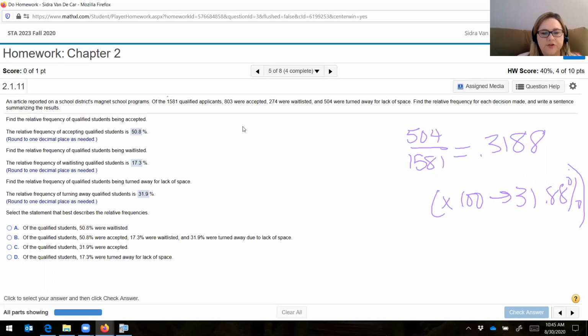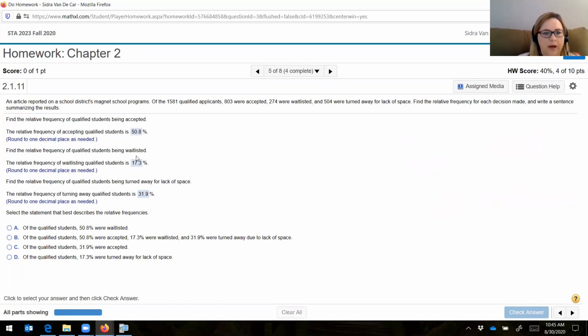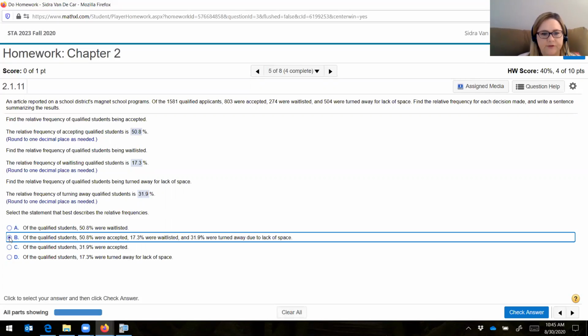Select the statement that best describes the relative frequencies. Of qualified students, 50.8% were waitlisted. Well, waitlisted, no. That's not right. Of qualified students, 50.8% were accepted. Yep, that's good. 17.3% were waitlisted. Yep, that's good. And 31.9% were turned away due to lack of space. It sounds like that's right. Of qualified students, 31.9% were accepted. Nope. 17.3% were turned away for lack of space. Nope. Right? That's not what we found up here. So we're going to choose answer B.